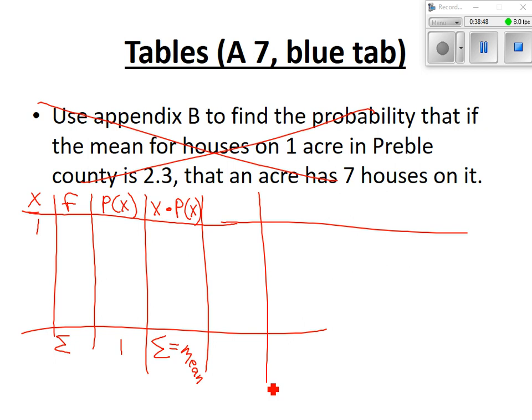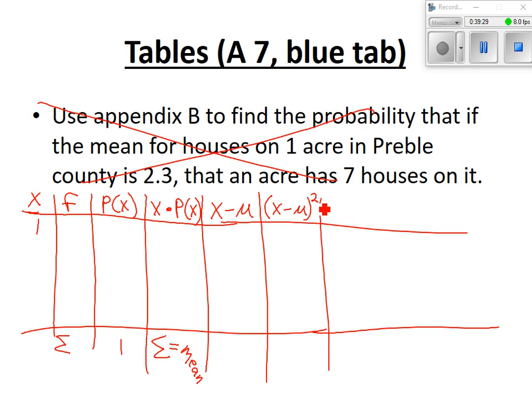Next part of our chart, to help us find the variance and the standard deviation, we do x minus mu, x minus the mean. Then the next part, x minus mu squared. Notice I'm not adding any of these up. The only one that you really need to add up is the one to find the mean. This one should add up to 1, so you can check yourself to make sure that you did stuff right. The frequency you need to add up just so you can find the probabilities.